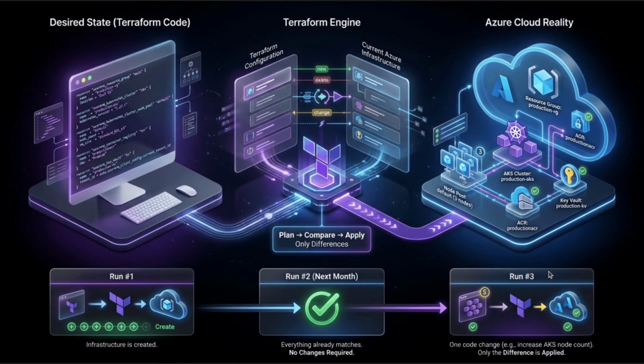You write down in code exactly what infrastructure should exist: this resource group, this AKS cluster with this node pool, this Azure Container Registry, this Key Vault. Terraform's job is to look at Azure, look at your code, and make Azure match the code. Run it again next month, nothing changes because reality already matches. Change the code, run it again, only the difference gets applied.